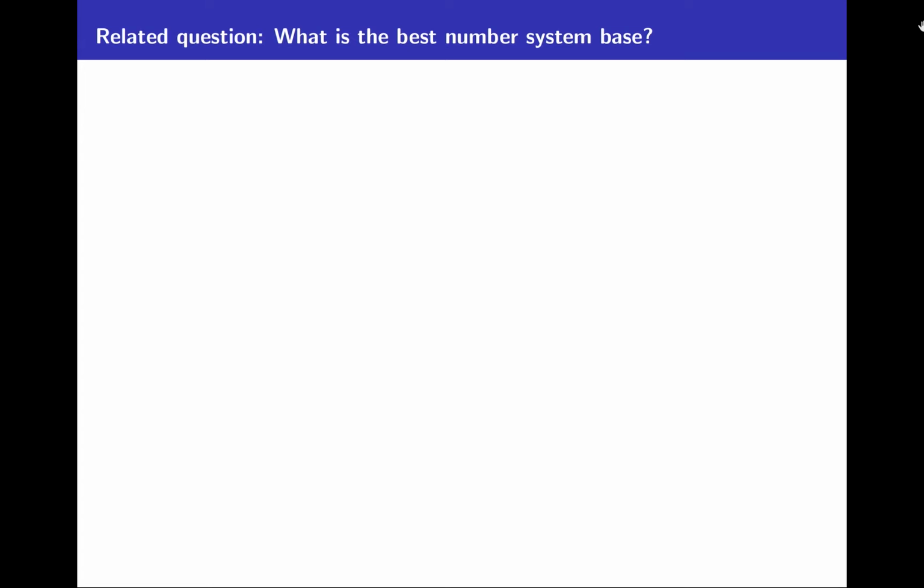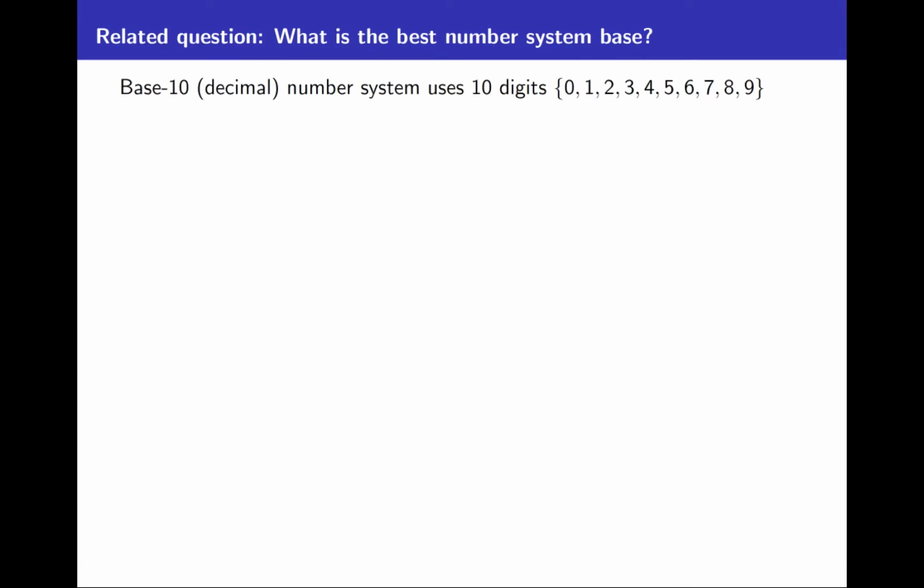As a point of departure, we'll consider a related question. What's the best number system base? Now, on this slide, I'm going to remind you of the basics of number systems to different bases, and then we'll move on from there. We use the base 10 number system. The base 10, or decimal number system, uses 10 digits, 0, 1, 2, up through 9. And we encode any number as a sequence of these digits.